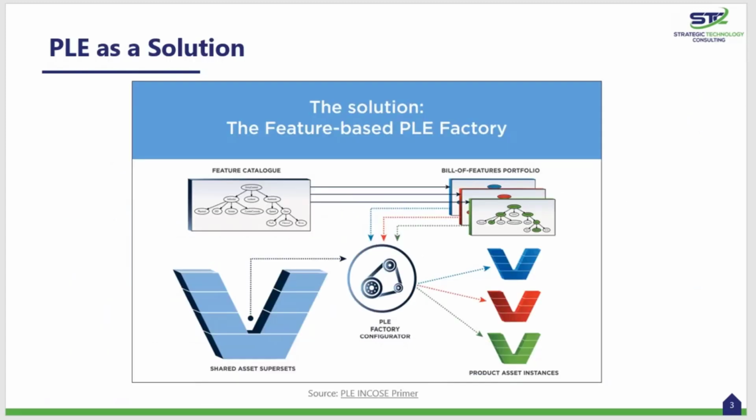What that looks like is actually the solution from the PLE and Cozy Primer, which is out free on the internet. Here you can see some of the portions that we described: our feature catalog, just our list of features, and the bill of features, those things that are specific to the product. Shared asset supersets are going to be all of our architectural pieces: requirements, structure, behavior, and so on. The factory configurator is your existence variation point library that we're going to build. And then your product asset instances are all of your variant models.